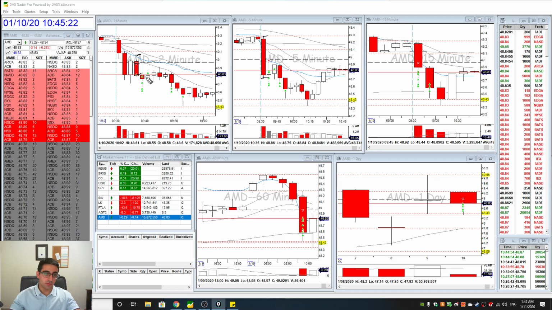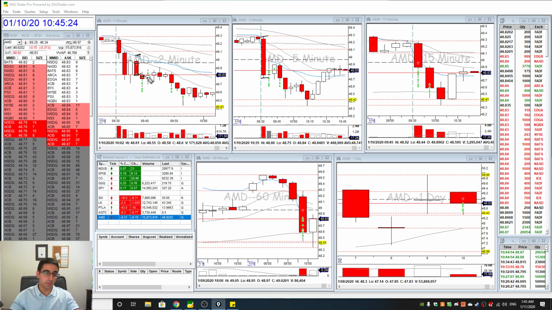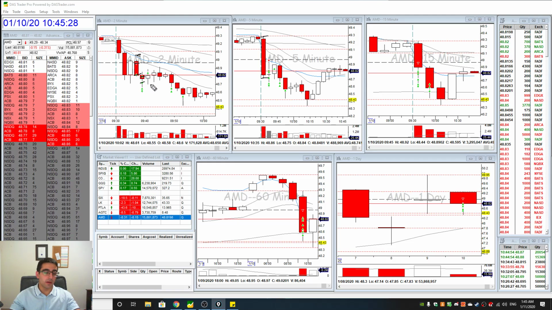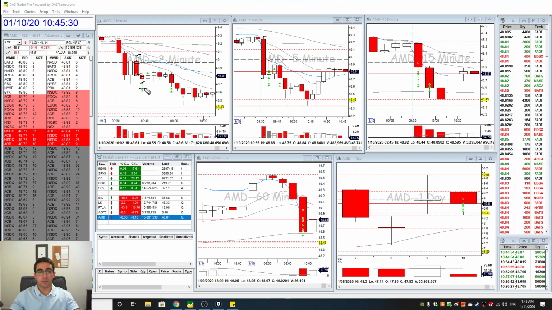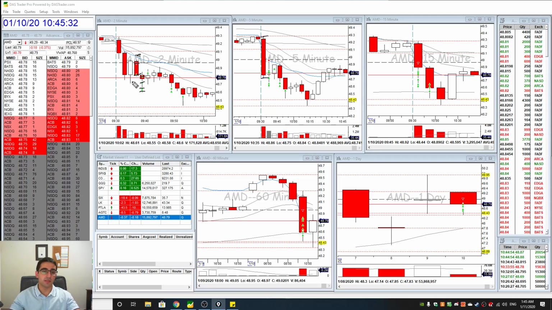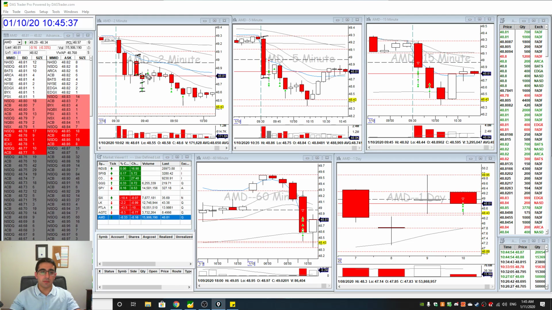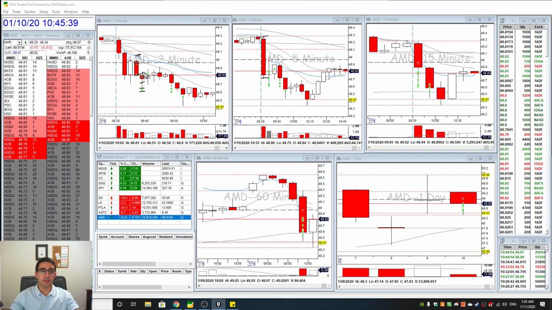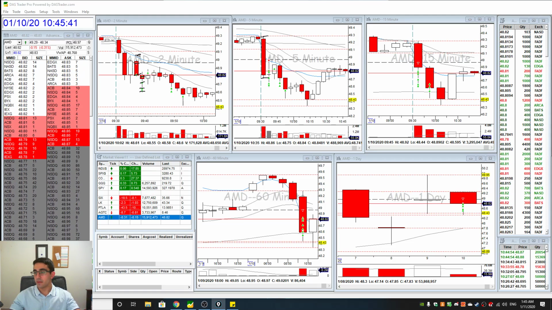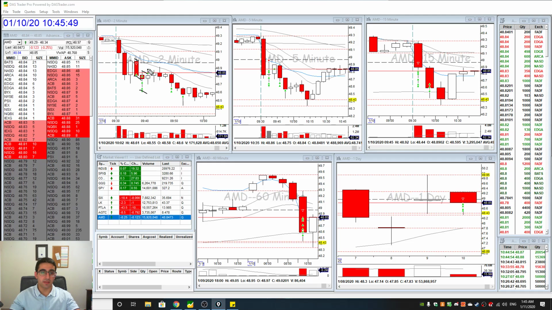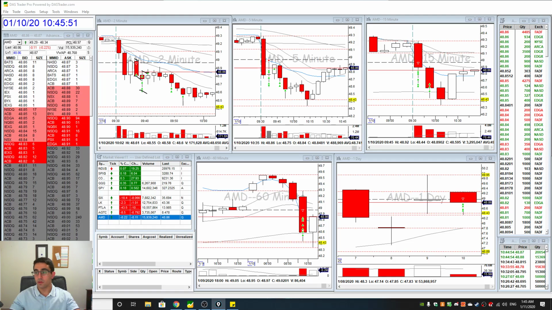I took some quick partials at 1-to-1 after a pop, and the rest was 20% at 2-to-1. These were bigger partials, the 50% partials at my 2-to-1. I decided to get out a little bit more when it showed signs of strength, which was a break of the lower lows and lower highs pattern. You can see it was making lower highs and lower lows, and as soon as it broke that pattern, I decided to cover a little bit more.